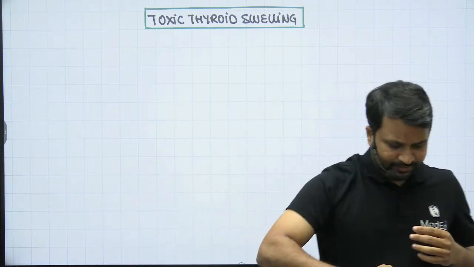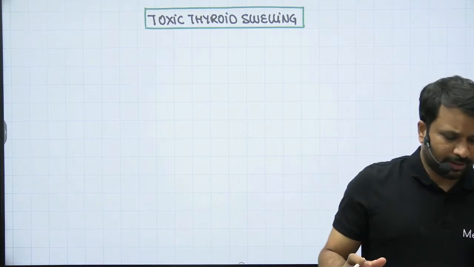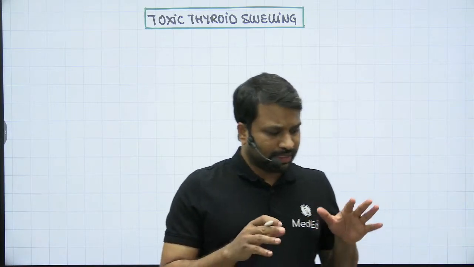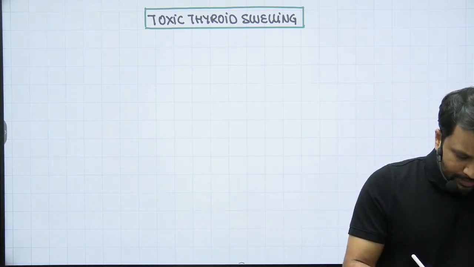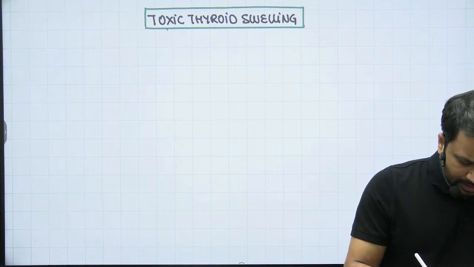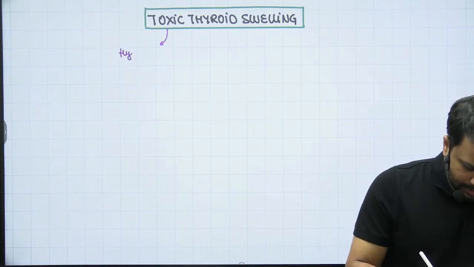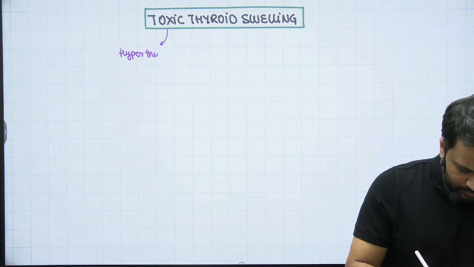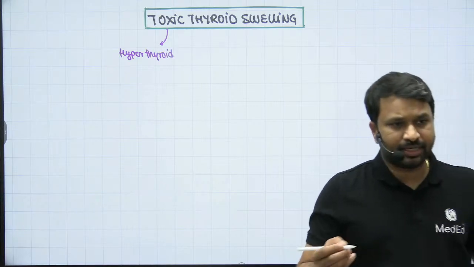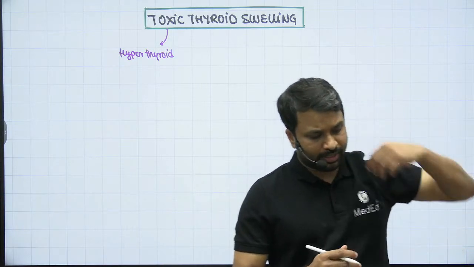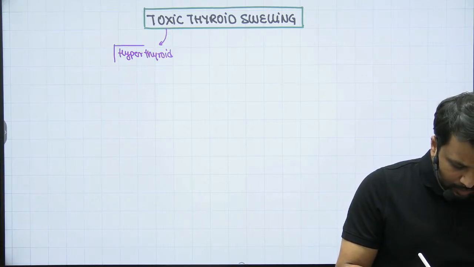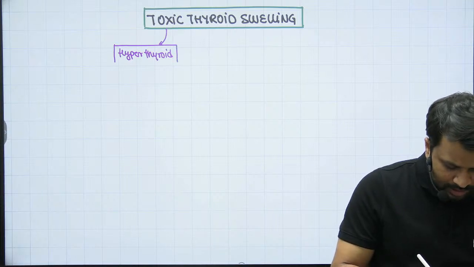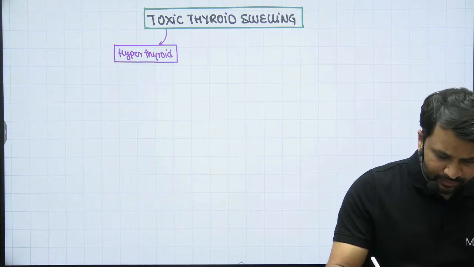Okay, so without wasting any further time, let's kickstart the discussion for today. Today we are going to talk about the toxic thyroid swellings, right? When we see the word toxic, it denotes that the patient is having a hyperthyroid status. There is a hyperthyroid status, and we're talking about the thyroid swellings. Now, a patient who has features of hyperthyroidism also develops a thyroid swelling. So our objective would be to discuss these different forms of thyroid swellings.